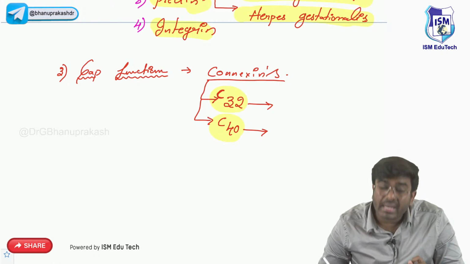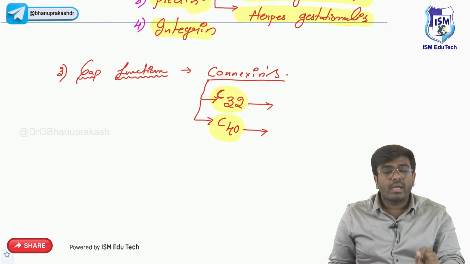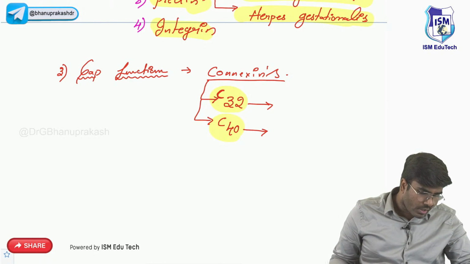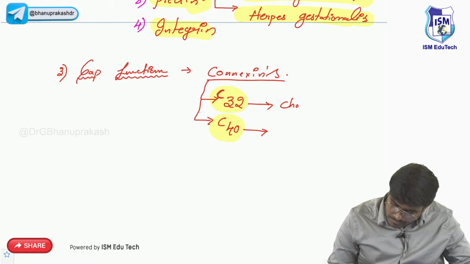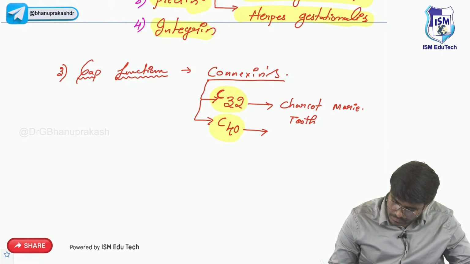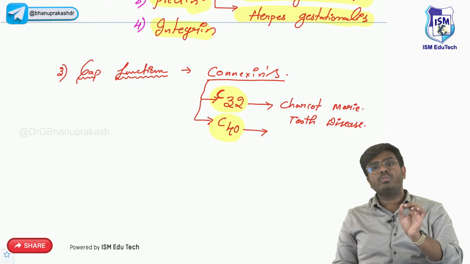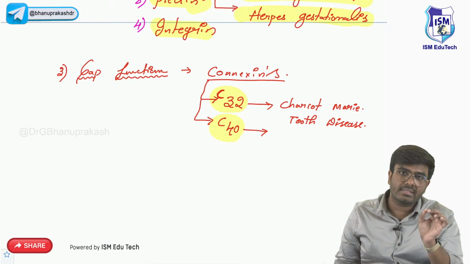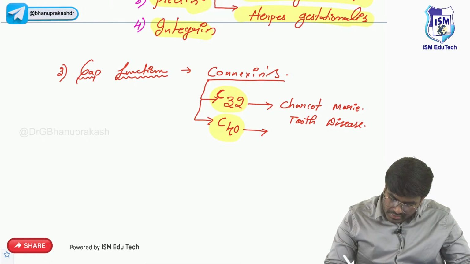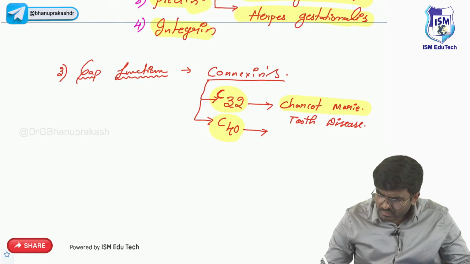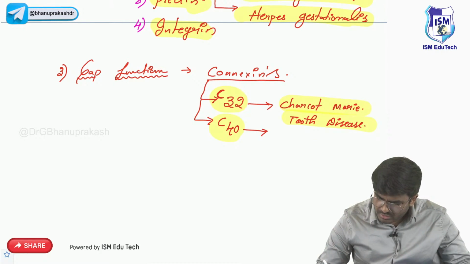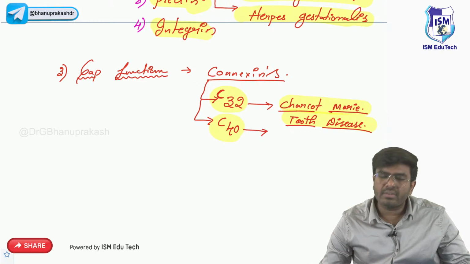Can you tell me? Connexin 32 mutation, connexin 32 defect will cause a disease called Charcot-Marie-Tooth disease. Direct MCQ, Charcot-Marie-Tooth disease is due to a defect in connexin 32. Okay, what exactly is Charcot-Marie-Tooth disease? We will study in your pathology. Right now, this is not a class of pathology. Whenever I teach you pathology, then we will discuss.